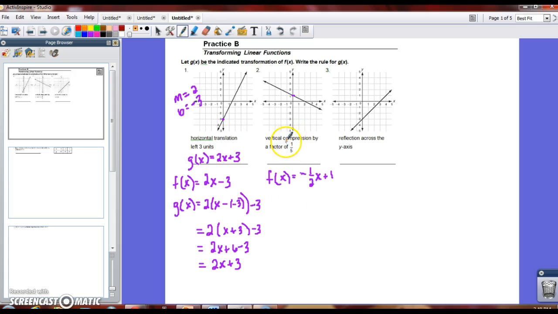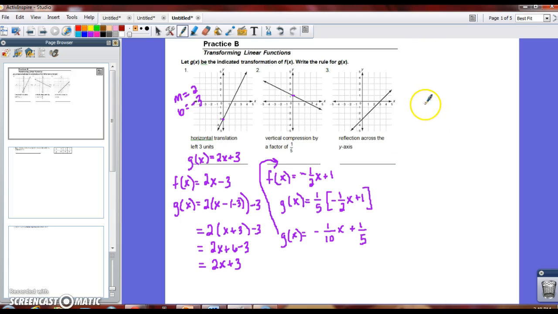Now, because we're doing a vertical compression, we are multiplying the entire equation by that scale factor of 1/5. So I'm doing 1/5 times the entire function, -1/2 x plus 1. From there, I'm just going to distribute, so I end up with -1/10 x plus 1/5, and that is my final answer for g of x for that second problem. And that would go up here.